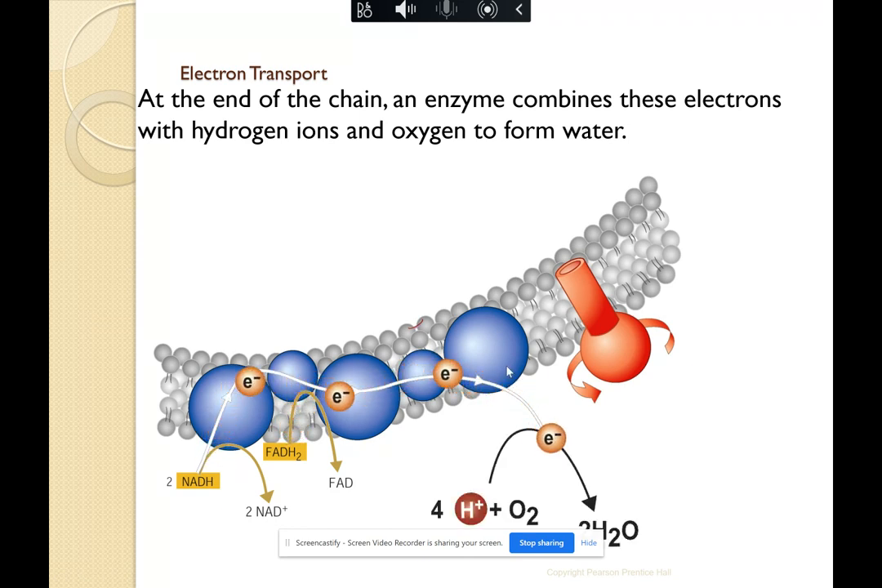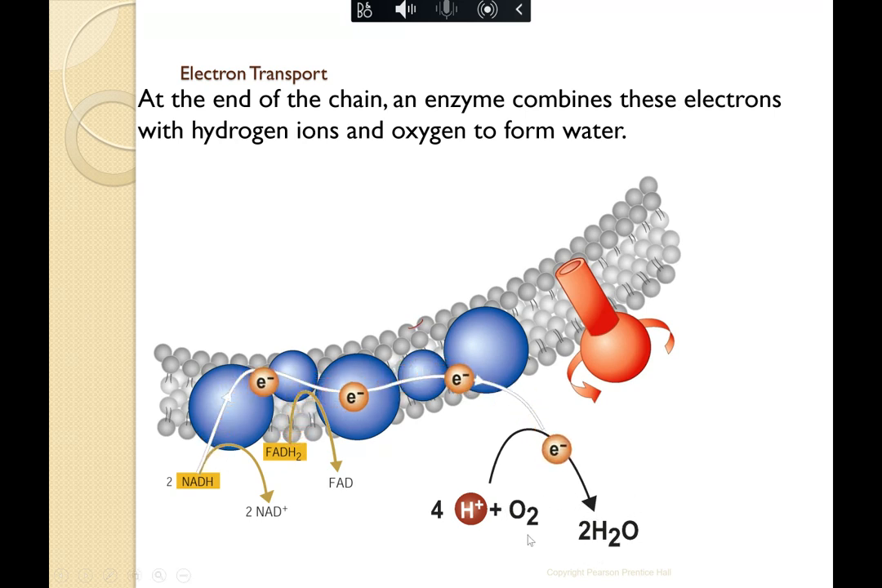So let's talk about what happens to those electrons. As those electrons move through here, the energy is taken out of them. They basically get used up. At the end of the chain, they leave and they combine with oxygen and hydrogen ions, and they form water. Remember, water is one of the waste products of cellular respiration. So there's your waste product from there.